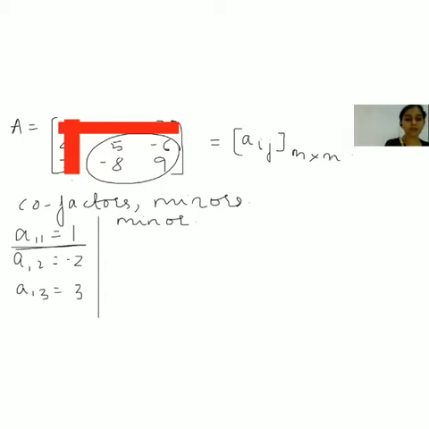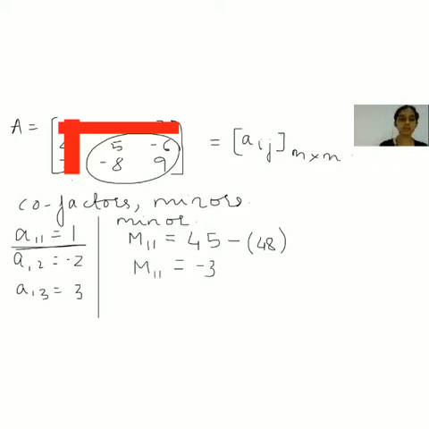So the minor is represented by M11. How will I find M11? I said hide the row and column in which that element lies. The minor of 1 will be 45 minus 6 times 8, that is 48, minus into minus is plus. So the answer is minus 3. This is the minor of this element.